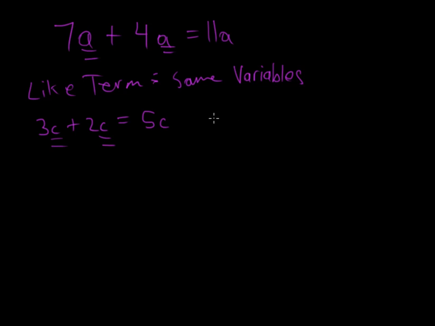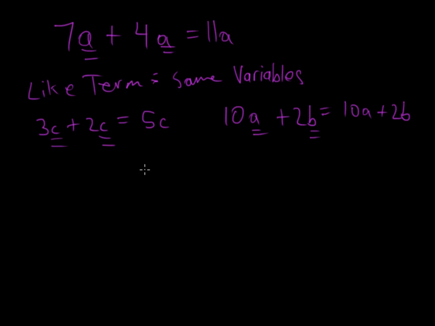Now, you may be asking, what if the problem does not have like terms and the variables are different? So let's say you have 10a plus 2b. What would the answer to this problem be? Well, since these two terms are not like terms and they both have different variables, you would just leave it as is, or just rewrite the problem, because 10a plus 2b equals 10a plus 2b.